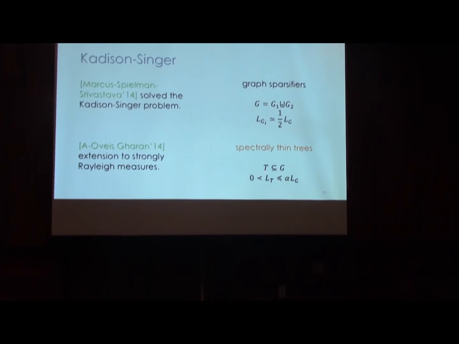So our ultimate goal is to obtain a spectrally thin tree, so we don't need the full generality of this spectral sparsification. We just need the end result to be bounded from above by alpha times the Laplacian of the graph, where alpha is the thinness constant. And the Laplacian should be PSD in the space orthogonal to the all-ones vector. So that's basically just guaranteeing that this is a tree system.